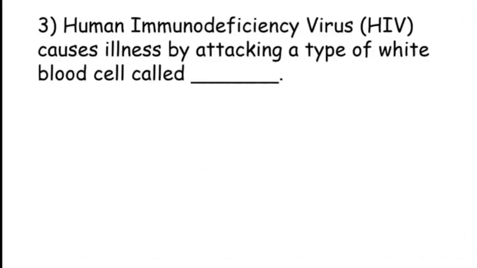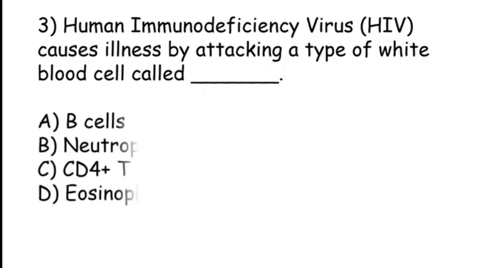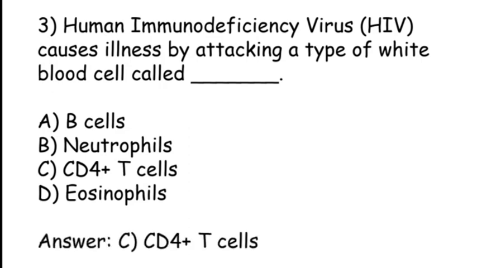Human immune deficiency virus, HIV, causes illness by attacking a type of white blood cell called B cells, neutrophils, CD4 plus T cells, eosinophils. The correct answer is option C, CD4 plus T cells.